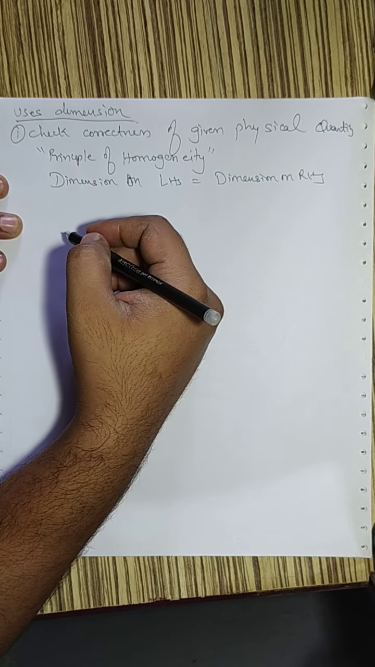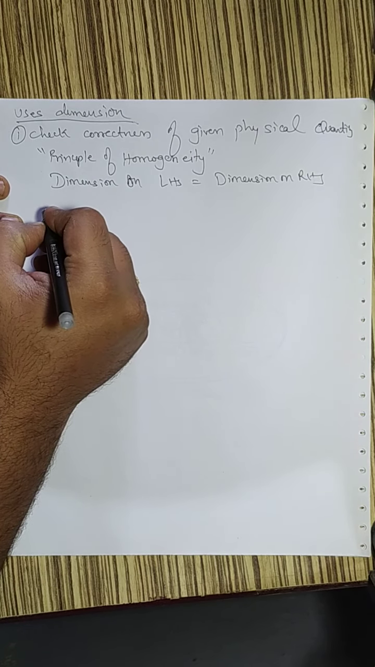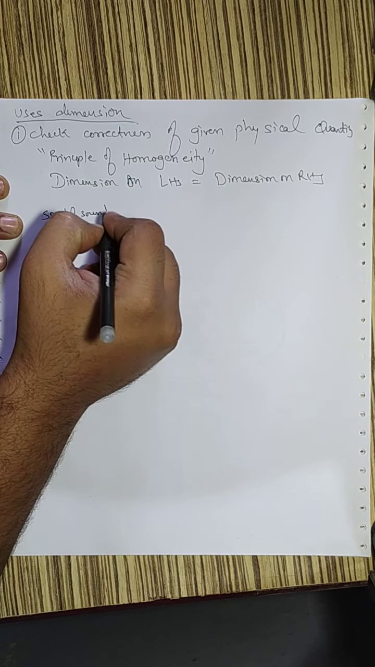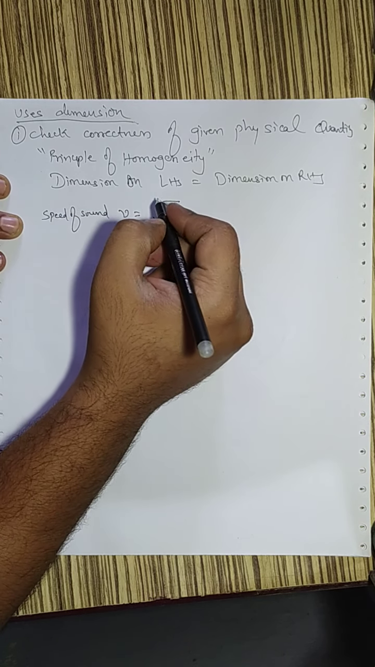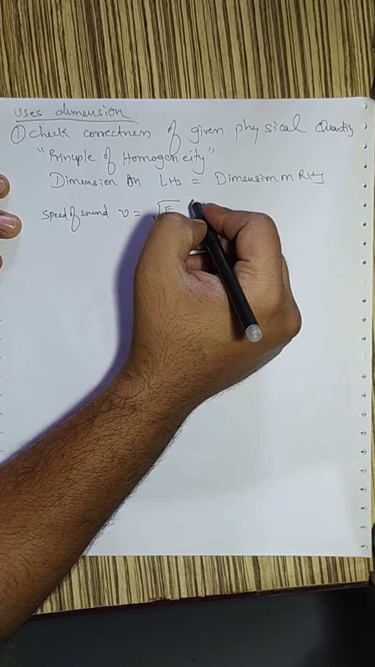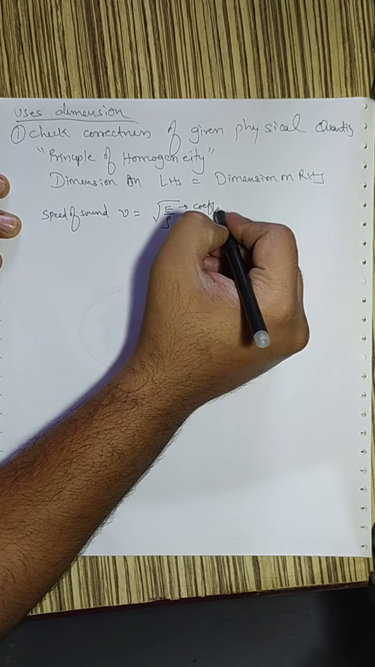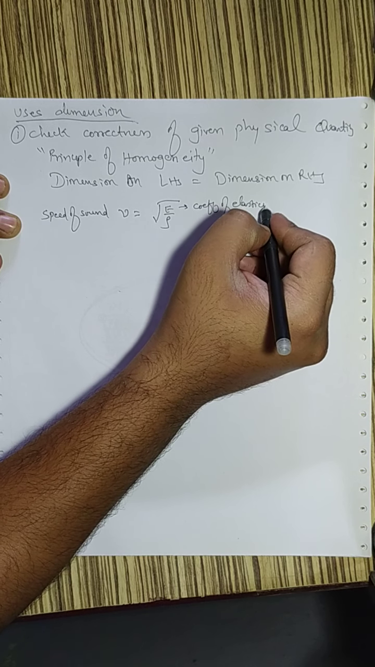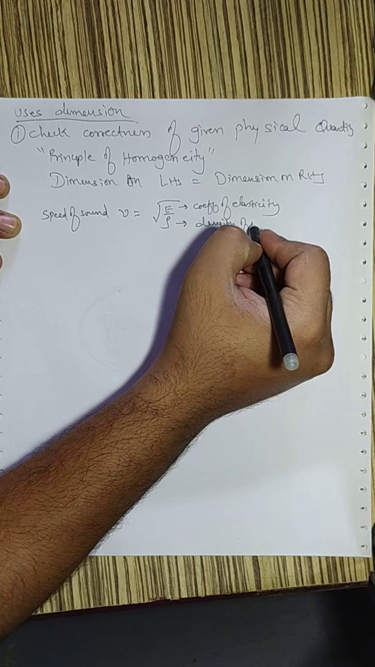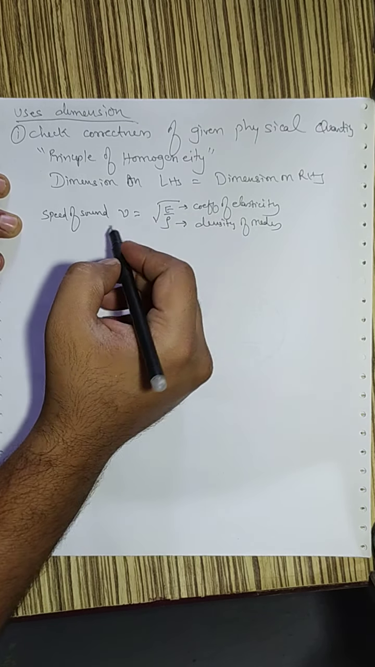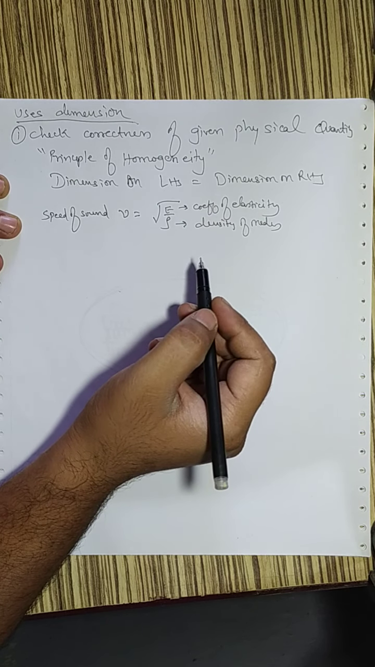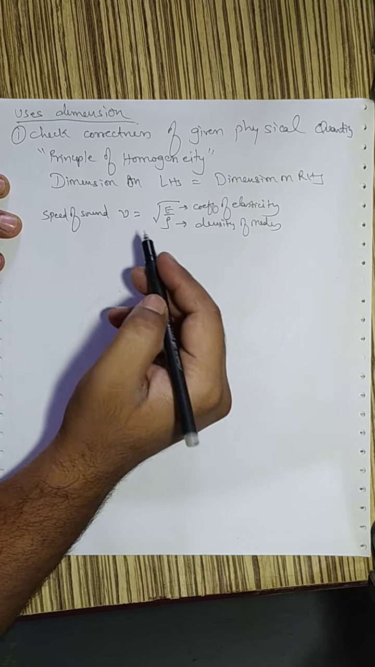So let us say we have been given that the formula for the speed of sound is given by square root of E by rho, where E is the coefficient of elasticity and rho is the density of the medium. Now we want to check whether this given physical quantity, velocity, is correct or not. So whether this formula is correct or not.